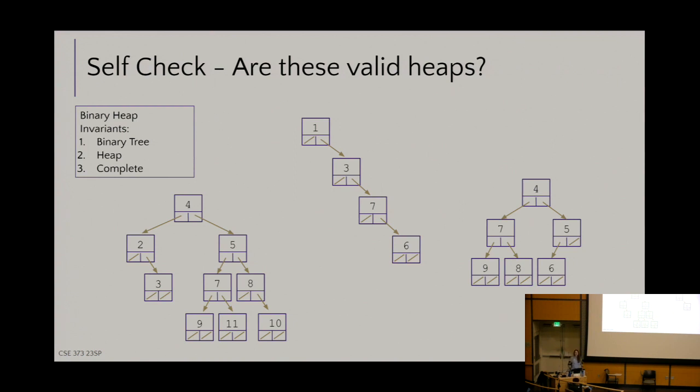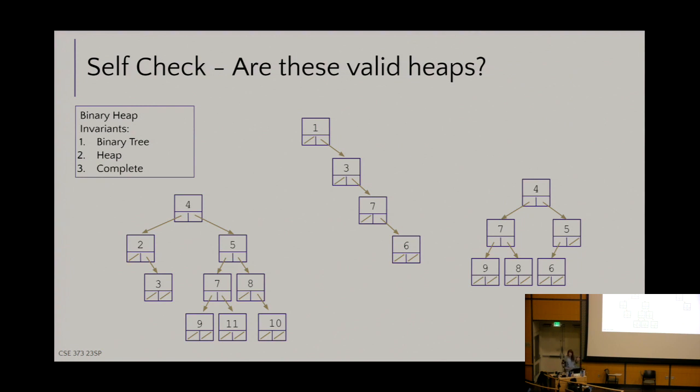Let's start with the tree furthest to the left. And we'll just go invariant by invariant. Does the tree to the furthest left satisfy the binary tree requirement? Yes, every node has at most 2 children. Okay, does it satisfy the heap invariant? No. Does anyone want to tell me which nodes break the heap invariant? Anyone? Ooh, I heard some. Yeah, sure.